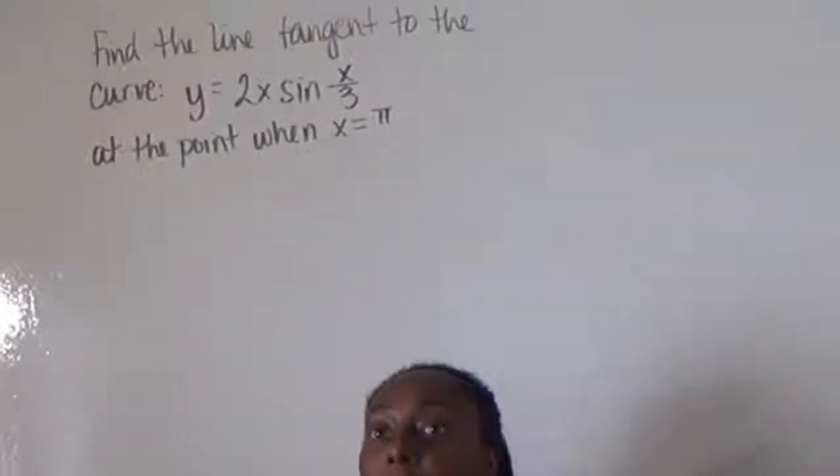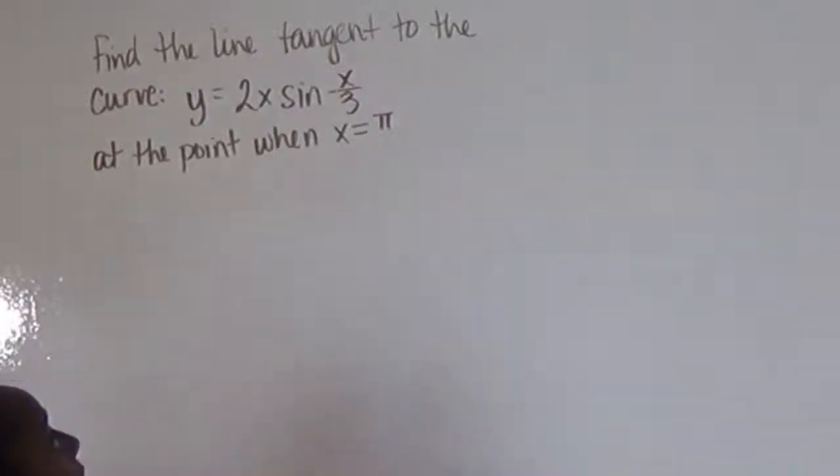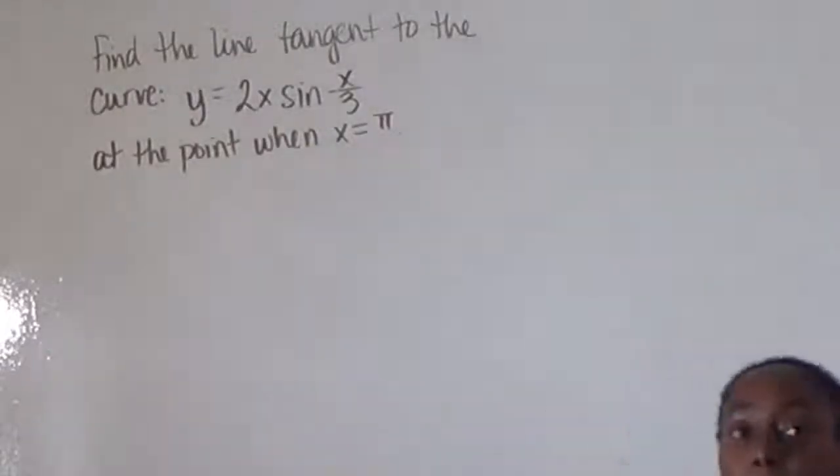Now again, just like our other derivatives, oftentimes you're going to be asked to find the tangent lines or find when the tangent lines do certain things. So in this case, let's look at y equals 2x sine of x over 3, and we want to find the line tangent to that curve at the point when x is equal to pi. Okay? So again, if you remember these types of problems, we have to do a couple of things.